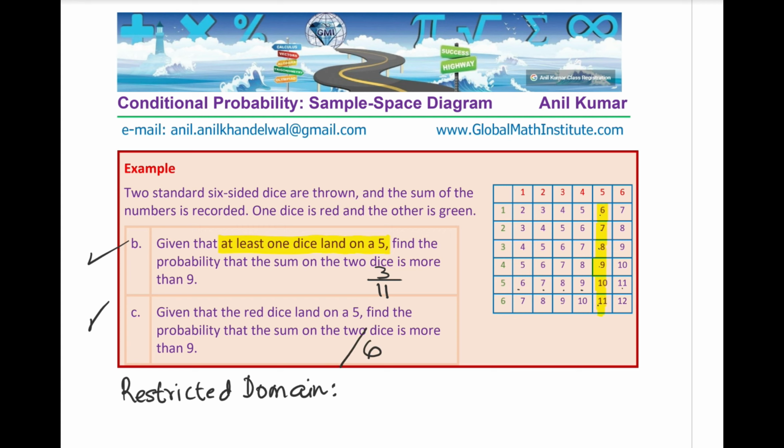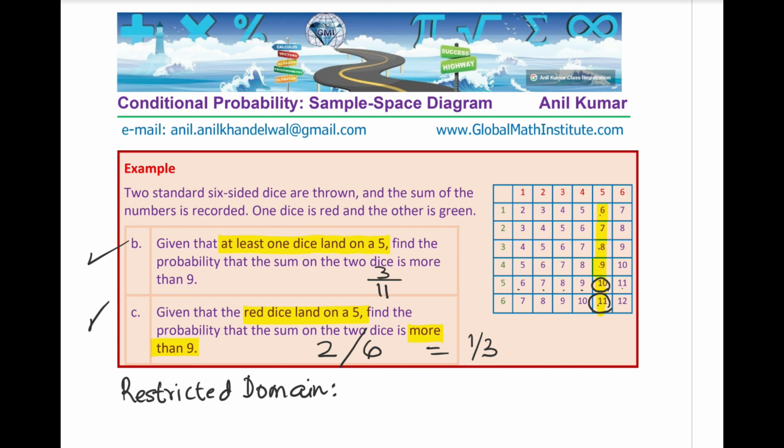And out of these outcomes, how many are favorable outcomes? We want more than 9, right? So in this case, we have only the red dice landing on 5, and that's why we shaded that. And now we want the sum to be more than 9. So the conditions which give us more than 9 are 10 and 11. So there are two ways which are favorable. So 2 out of 6. You see that. So favorable over total outcomes, or it could be written as 1 over 3. So that becomes the solution for part C.